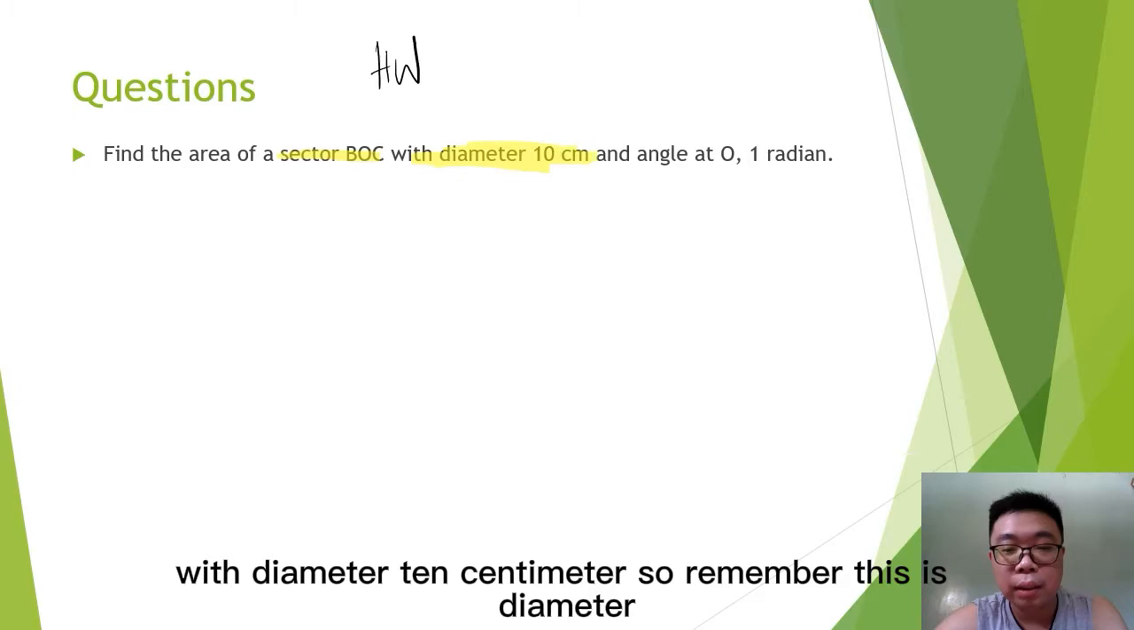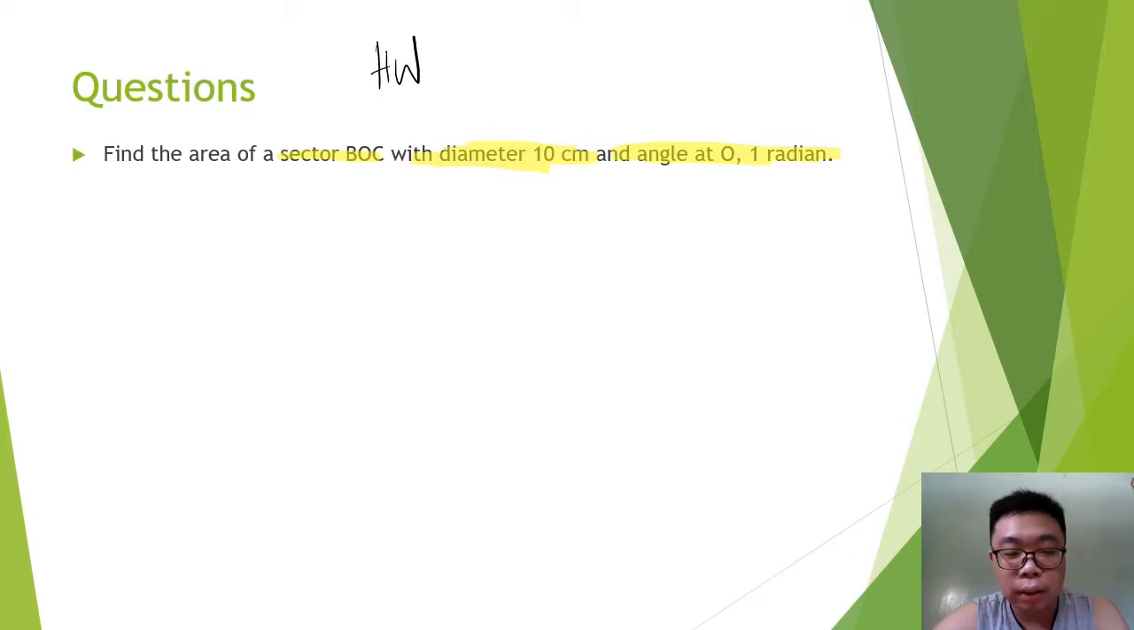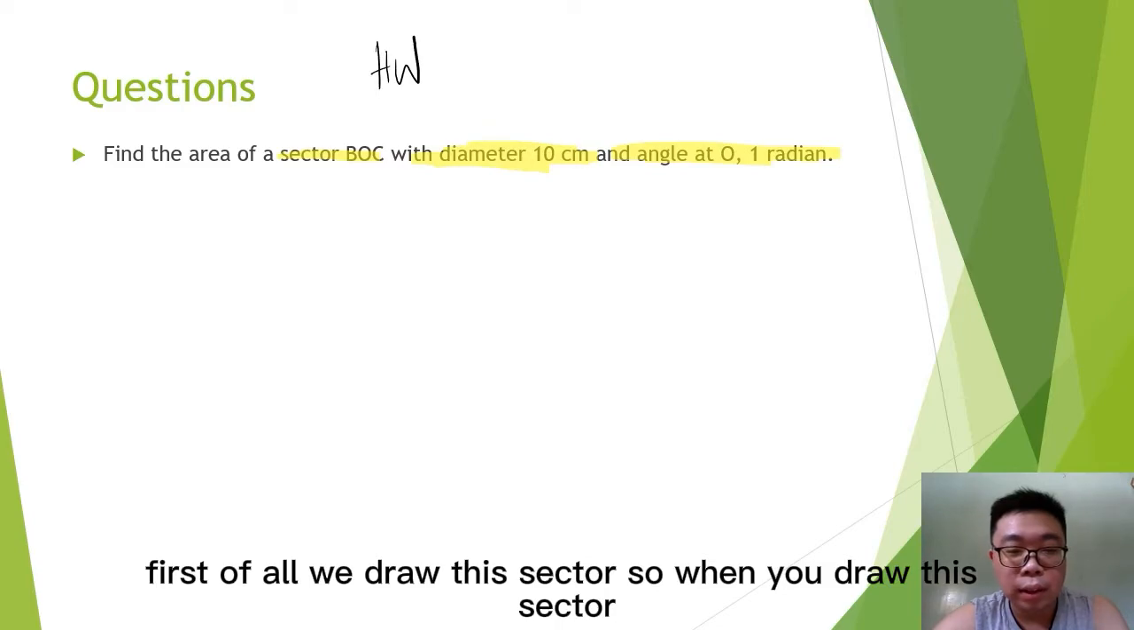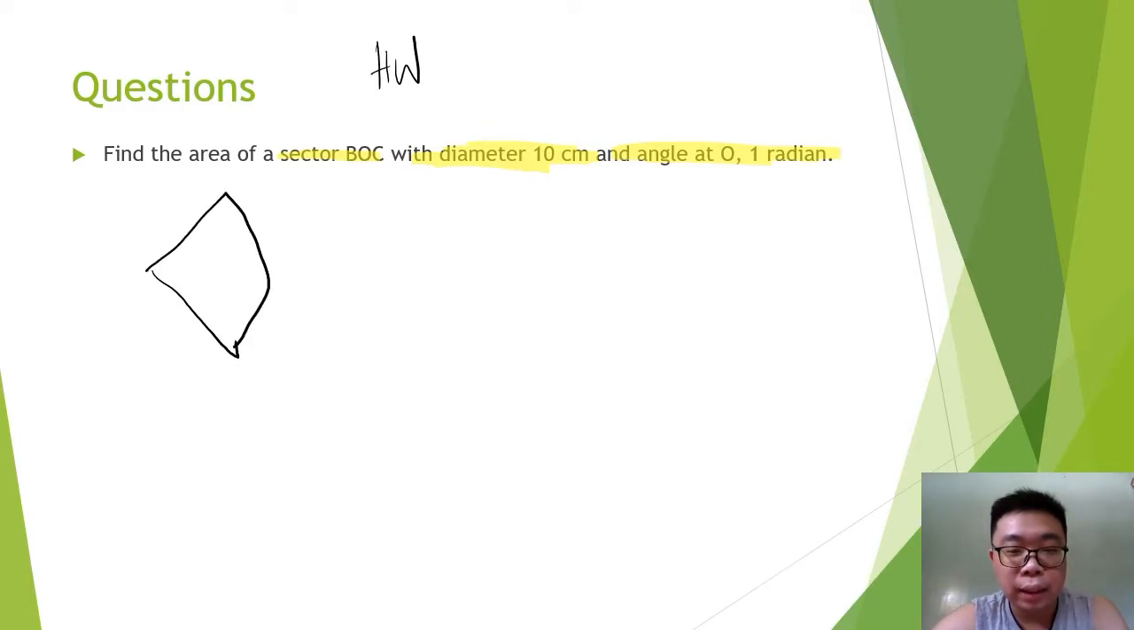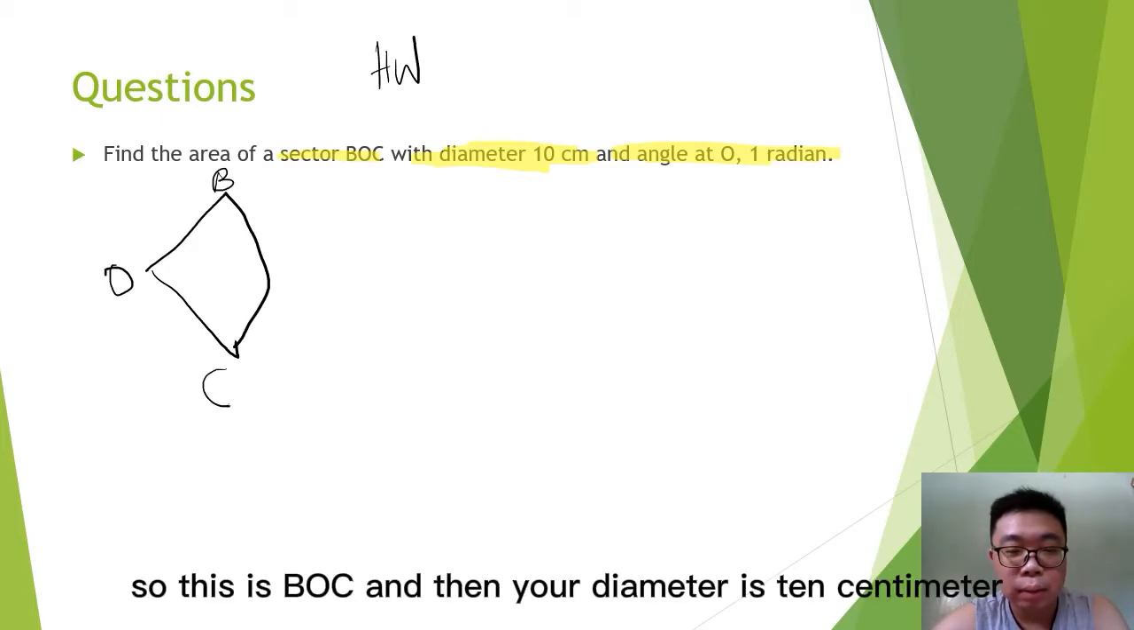Remember this is the diameter. And the angle at O is 1 radian. We are going to draw this. First of all, we draw this sector. You have an angle at center O, and this is sector BOC, and the diameter is 10 centimeter.